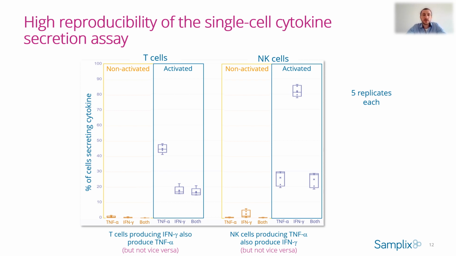And with this single cell resolution, you can see that actually the T cells that are producing interferon gamma are also producing TNF-alpha, but not vice versa. And this is the reverse pattern seen when looking at the NK cells. So we can appreciate here with the single cell resolution that for the cells examined here, the cells that are expressing TNF-alpha are also expressing interferon gamma, whereas this is not the case the other way around.